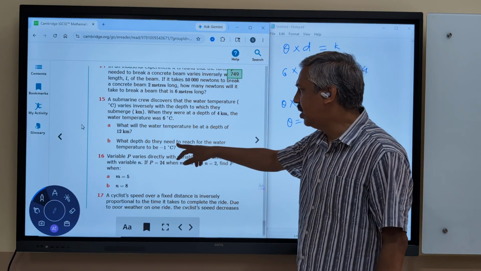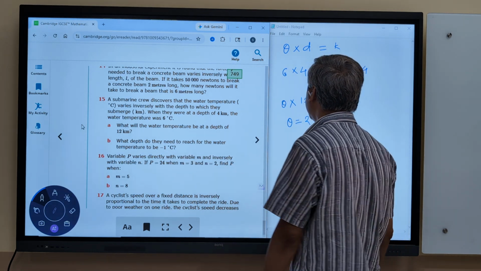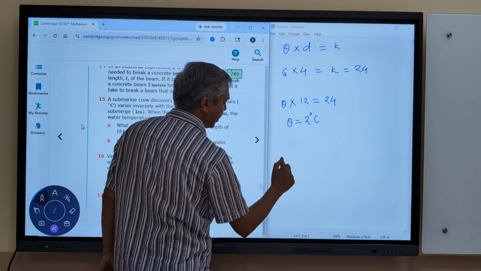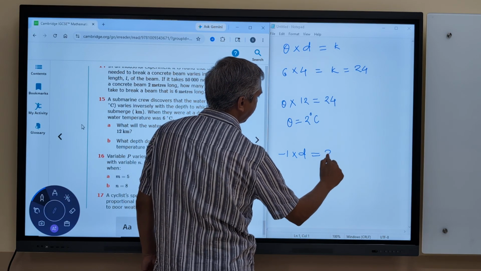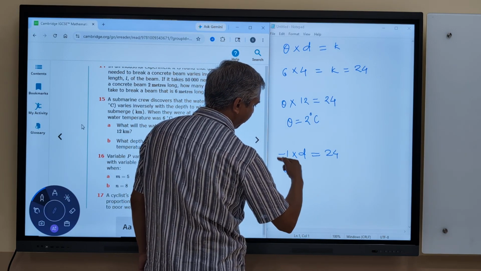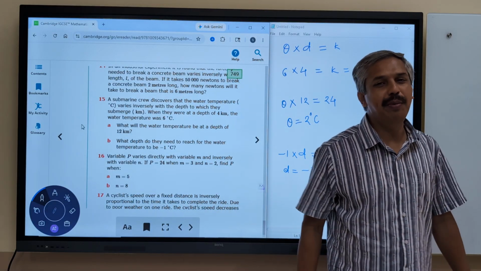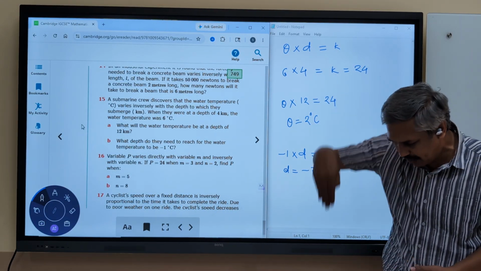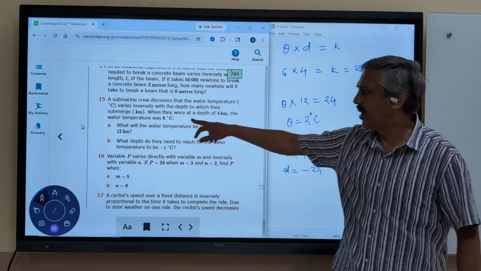What depth do they need to reach for the water temperature to be minus 1 degree Celsius? We'll put this temperature is minus 1 into depth D is equal to 24. So the D has to be equal to 24 upon minus 1, that is minus 24. Minus 24 kilometer is not possible. The depth cannot be negative. The depth is already taken as positive.